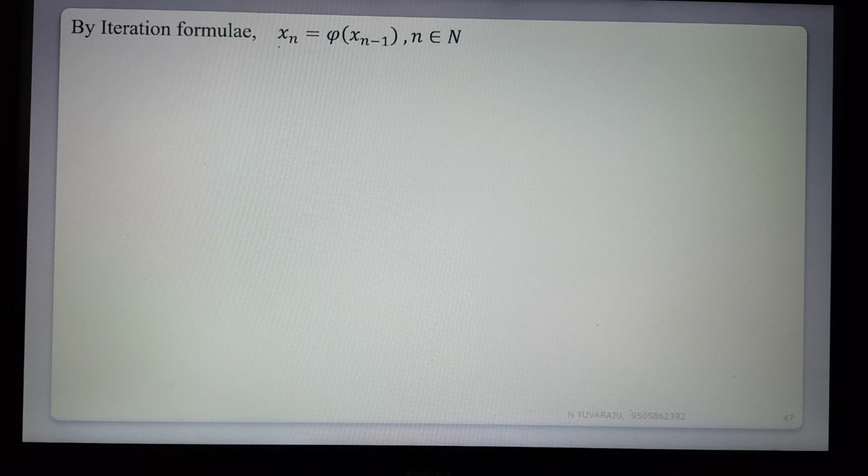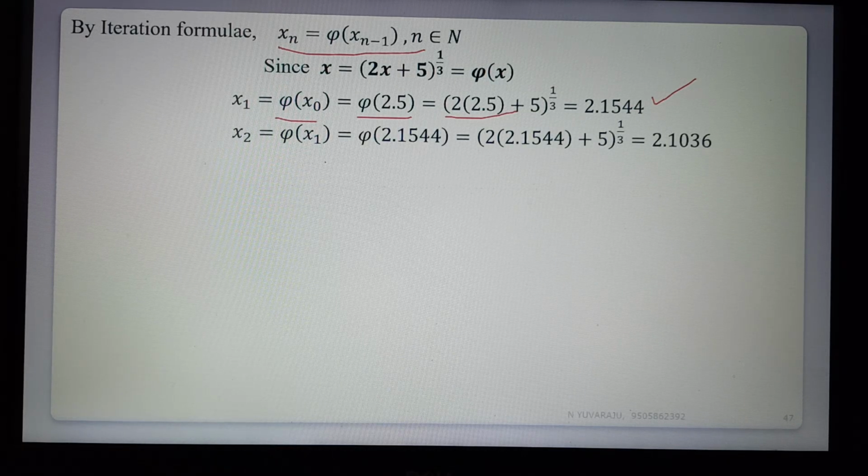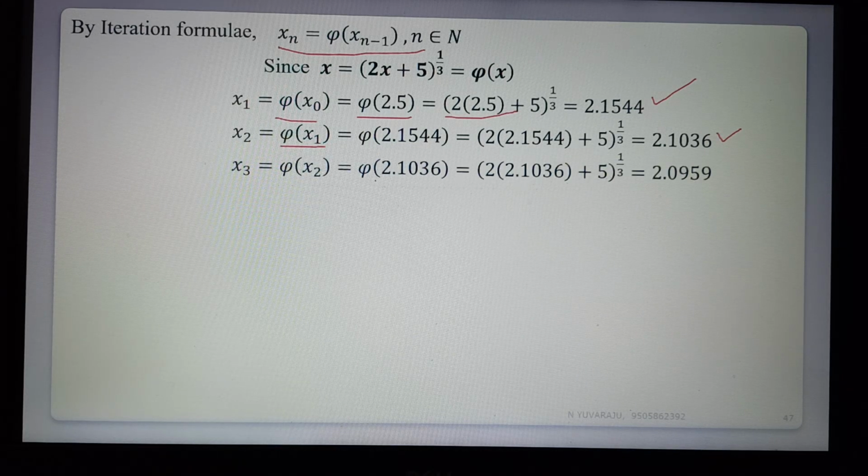Using the iteration formula xn is equal to phi of xn minus 1, with phi of x equal to (2x plus 5) power 1 by 3. First approximation, x1 is phi of x naught: substituting 2 into 2.5 plus 5 whole power 1 by 3, after simplification we get 2.1544. Second approximation, phi of x1, substituting x1 is 2.1544, after simplification 2.1036.